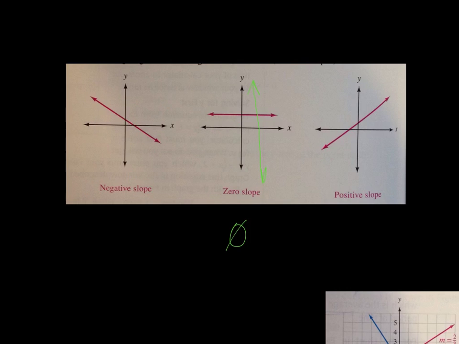The slope is non-existent. It has no slope. And we'll get into why that's the case in a little bit. But let's go ahead and look at example number 2. And let's get rid of this drawing there. And we have y equals 2x minus 3.